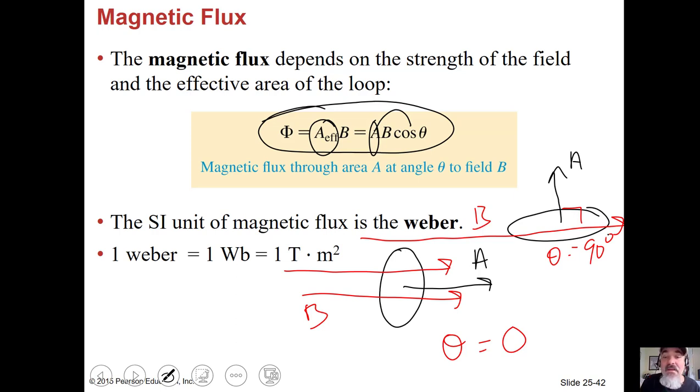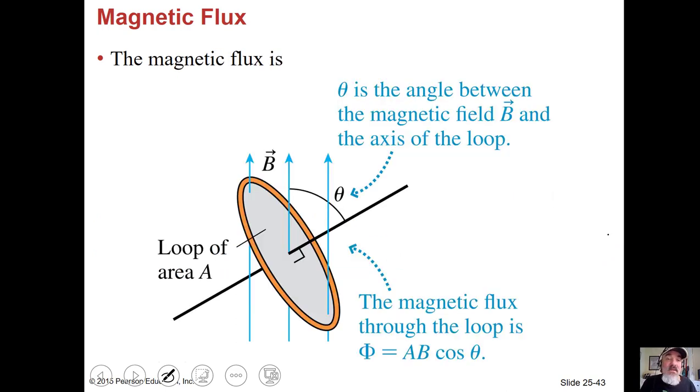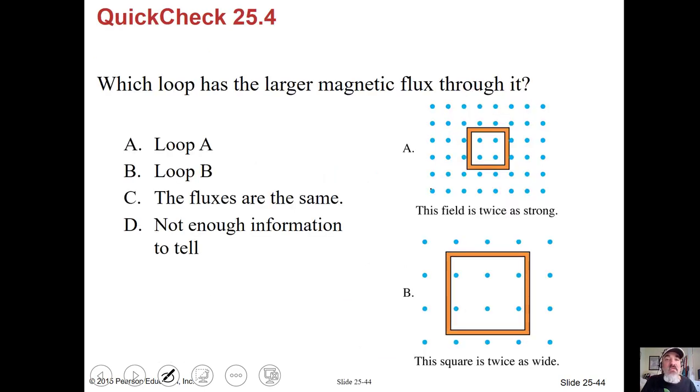Okay? Good. So it's a made-up quantity, magnetic flux. It's just going to help us to calculate the induced EMF. So you're going to have to change A, the actual area, B, the actual magnetic field strength, or the angle between A and B. Those are 3 ways to change the magnetic flux and induce an EMF. Okay, so theta is the angle between the magnetic field and the axis of the loop, or I call it the area vector. Okay. So which loop has a larger magnetic flux through it?